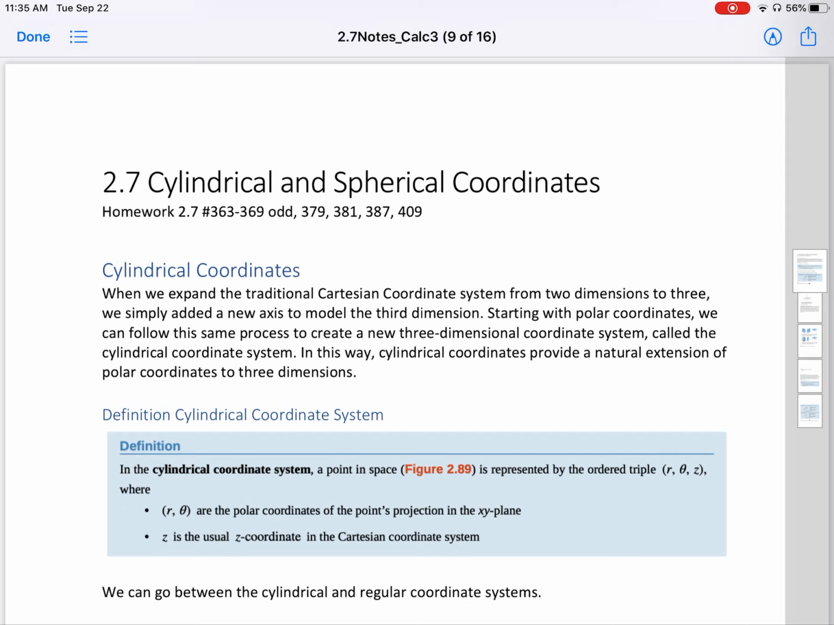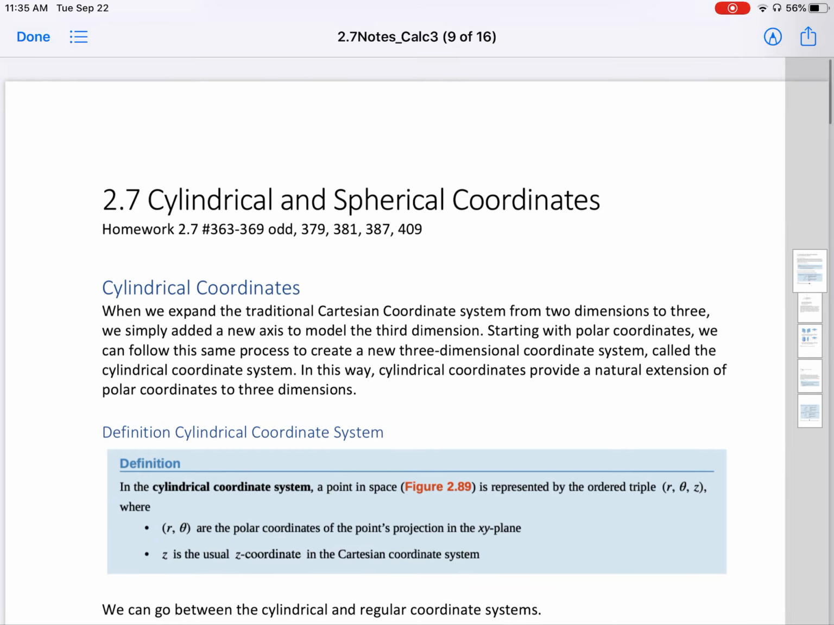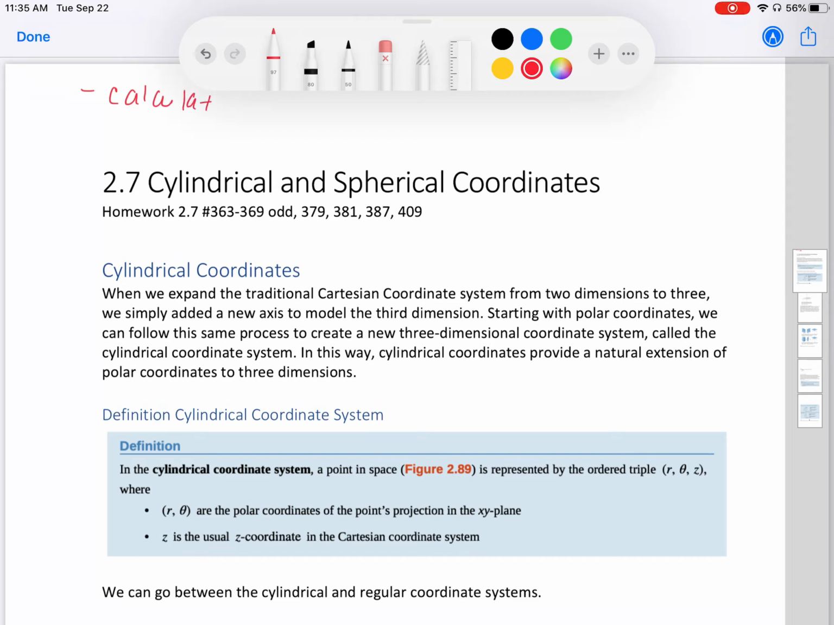Section 2.7, Cylindrical and Spherical Coordinates. Before we start this section, like most of what we've done, make sure you have your calculator handy for when we have to evaluate those odd angles. And also have your unit circle handy. I think that's good to have.